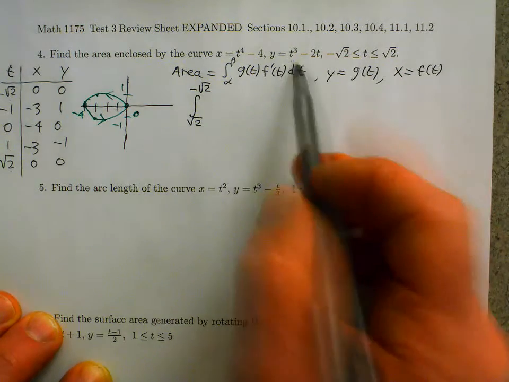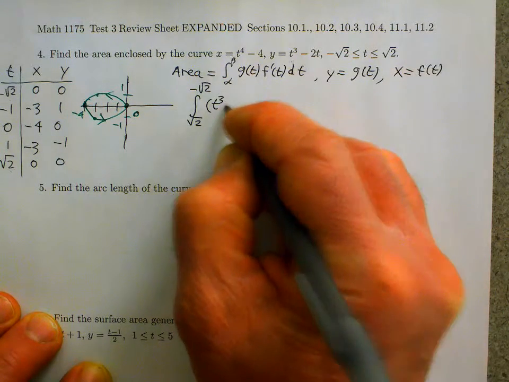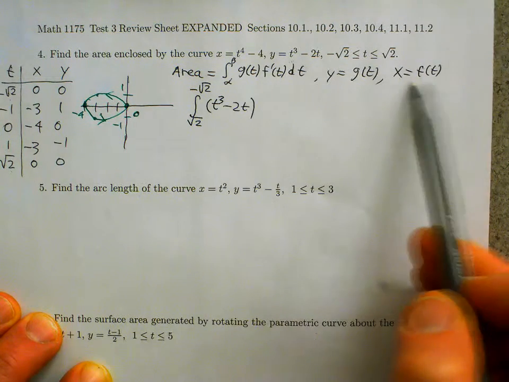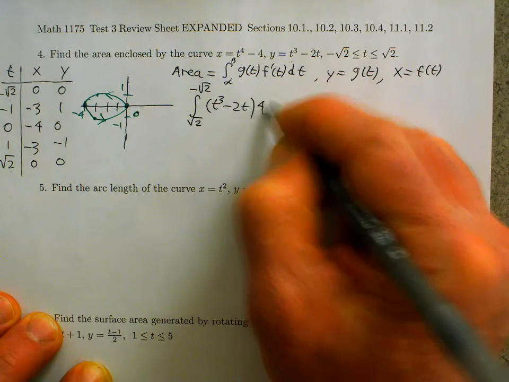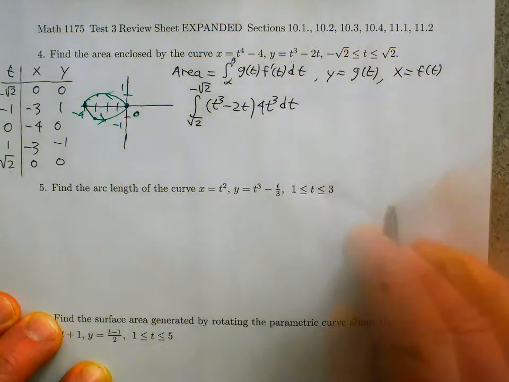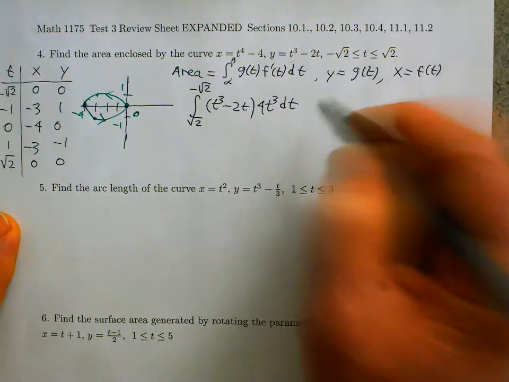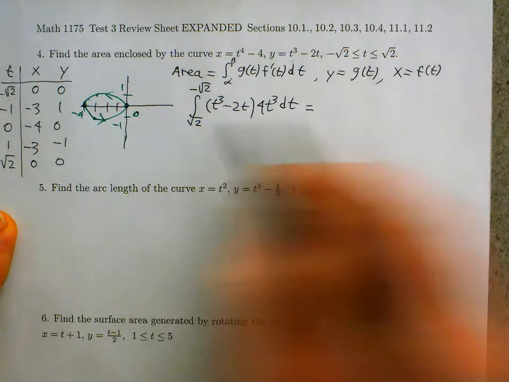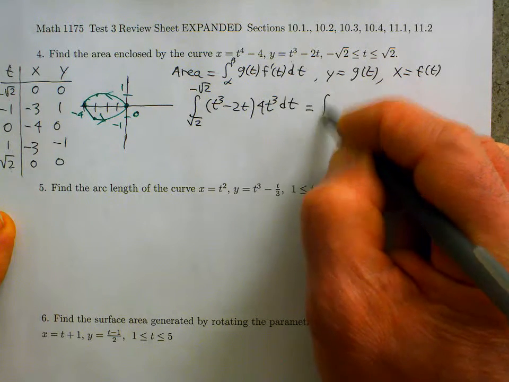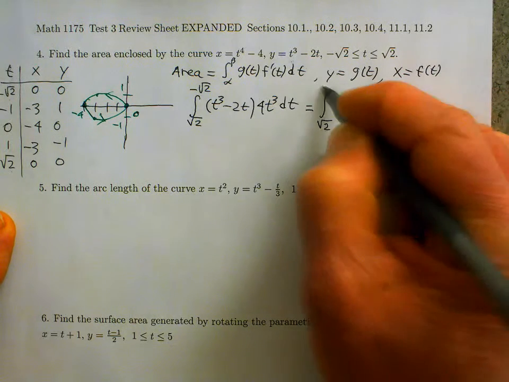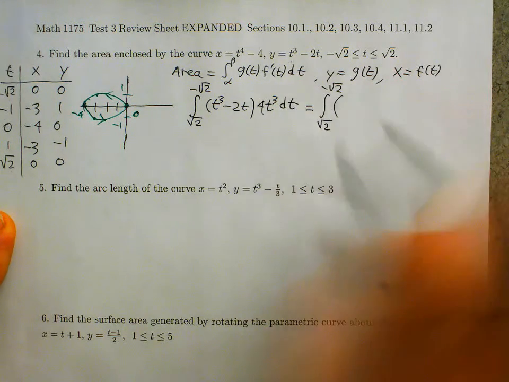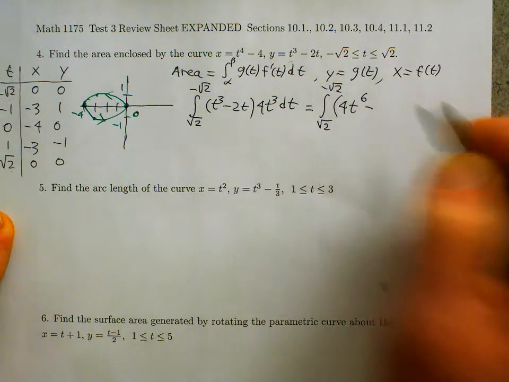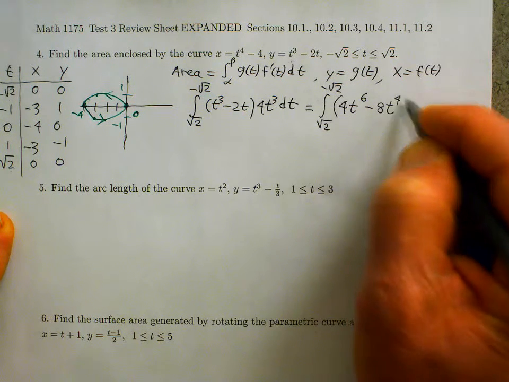Okay, so our g of t is t to the third minus 2t. And then dx dt is 4t to the third. So I'll just take this one a couple of steps further because the integral is pretty easy to evaluate. So our integrand is 4t to the sixth minus 8t to the fourth dt.